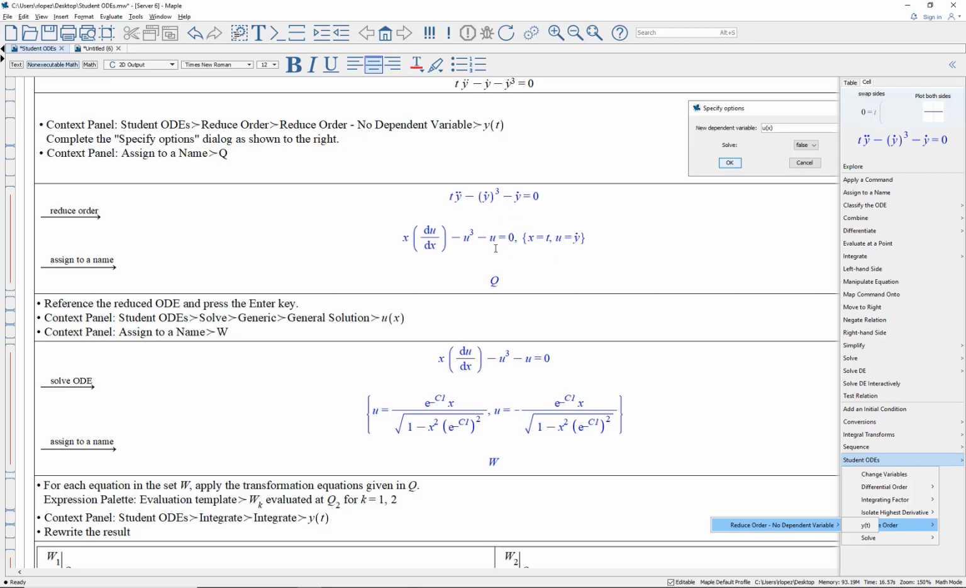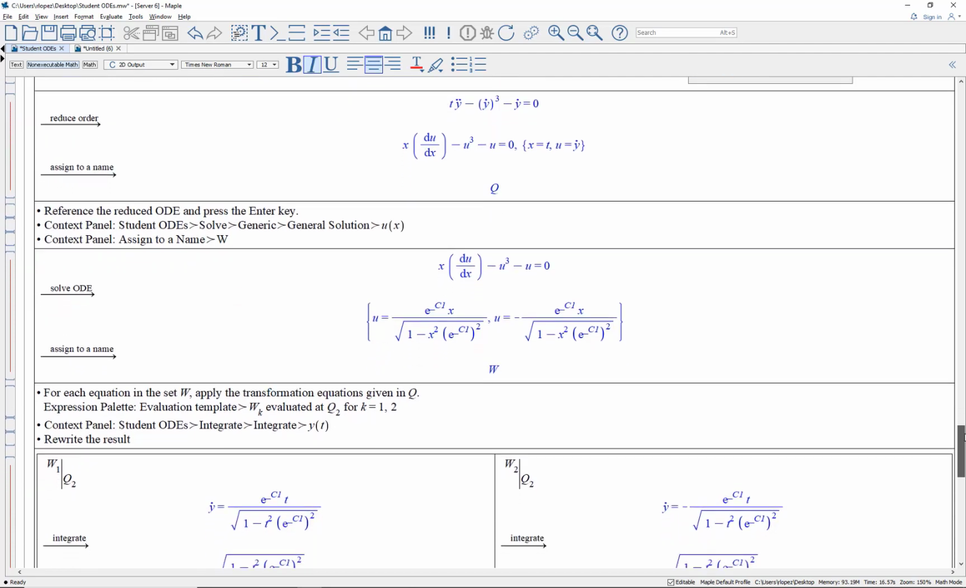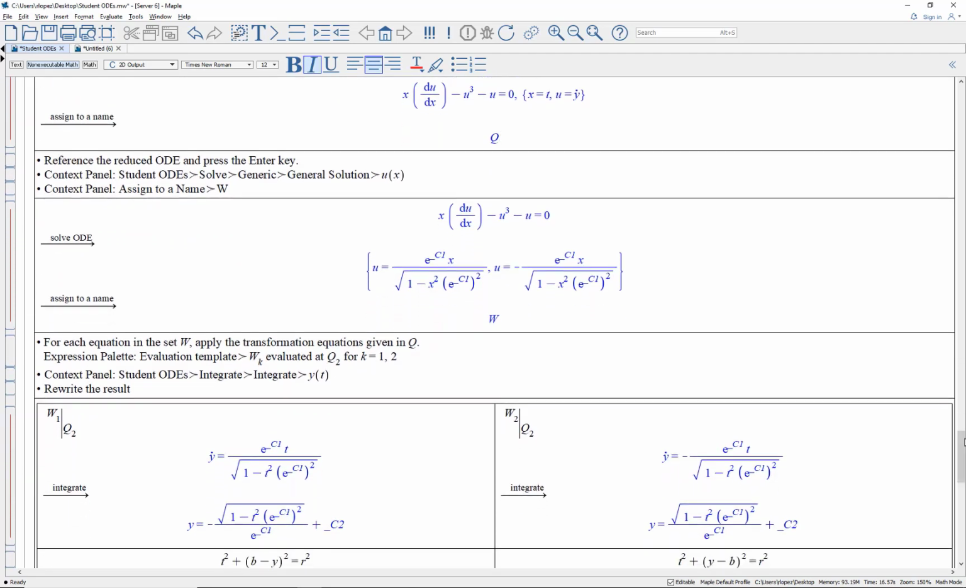here. I gave this sequence the name Q so that I could reference the first piece. This is the differential equation, the reduced differential equation. And then you hit it with the appropriate solve, and you get this pair of solutions. I've called this pair W. Let me try and keep that on the screen.